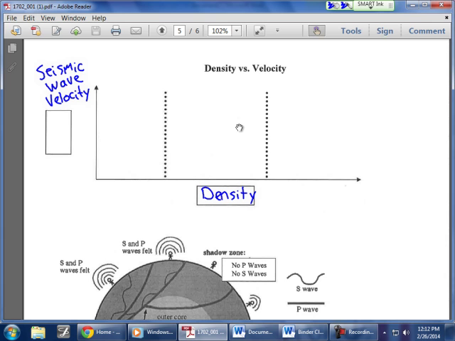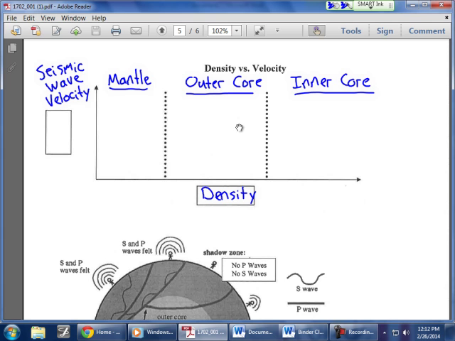Then each one of these sections here represents different layers of the Earth. This one's going to be the mantle. You got the outer core and the inner core. Ta-da!